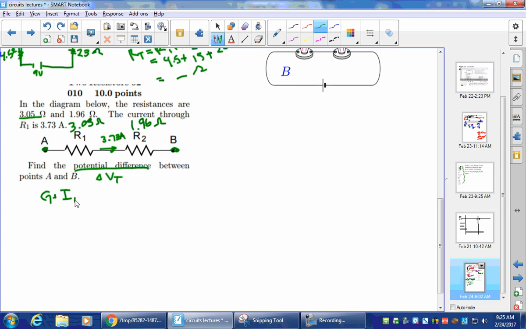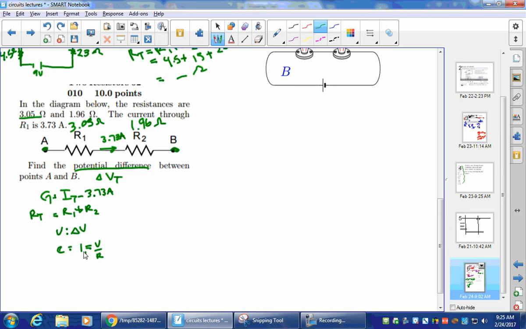We have a total current of 3.73 amps. What else are we given? We're given the resistance 1 and resistance 2, which means we could figure out the equivalent resistance, right? And we are looking for the potential difference, or the voltage, right? So the equation we're going to use is going to be what? What has R, I, and V? That's Ohm's law, right? I equals V over R.